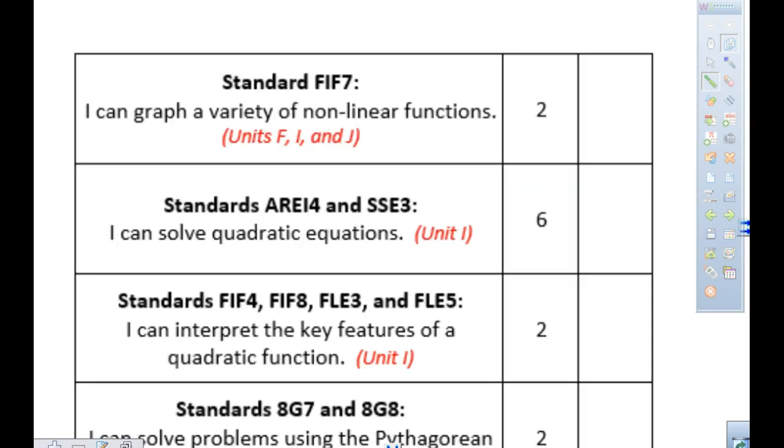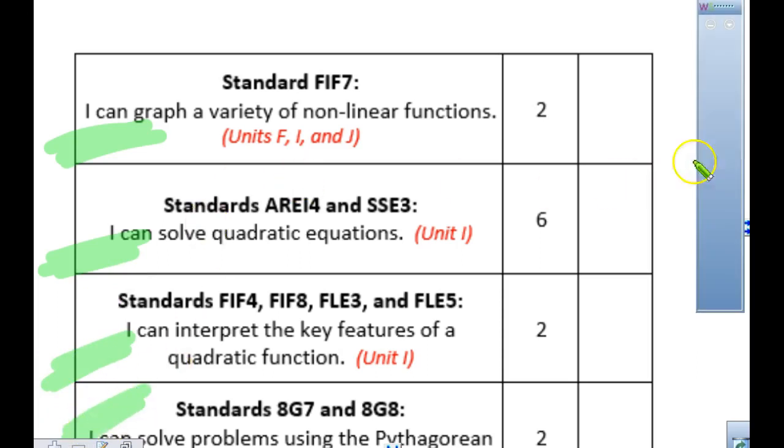Okay. Graph a variety of nonlinear functions. Again, I'll put what pages in the review we are looking at. Our nonlinear functions are going to be our parabolas and our exponential. In your review packet, that's going to be questions 55 to 60. So there are only five or six questions that you're practicing there. That is 2 questions on the final, 6 points.